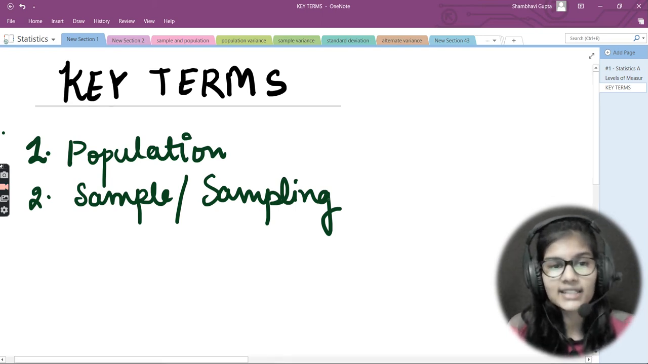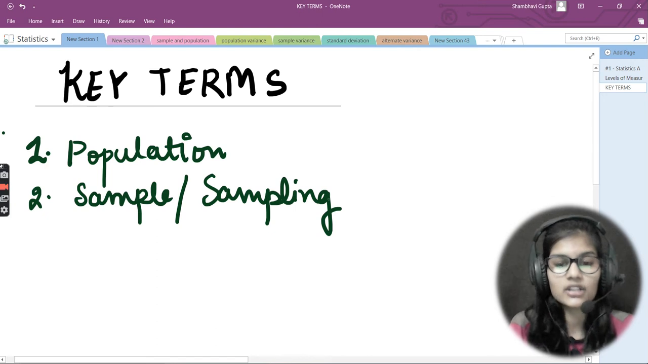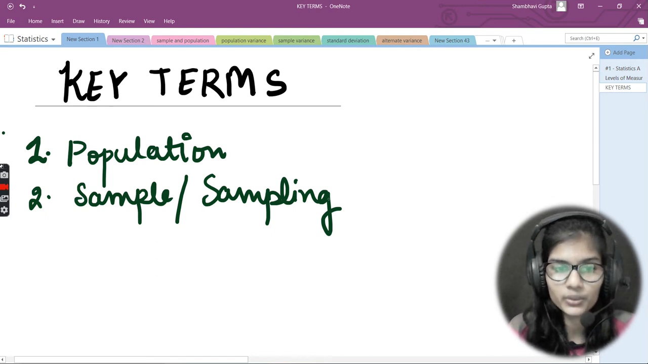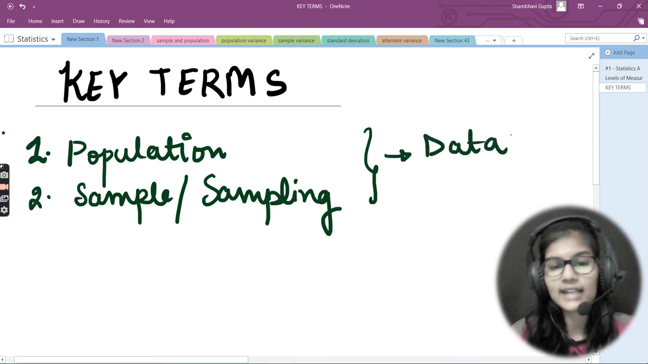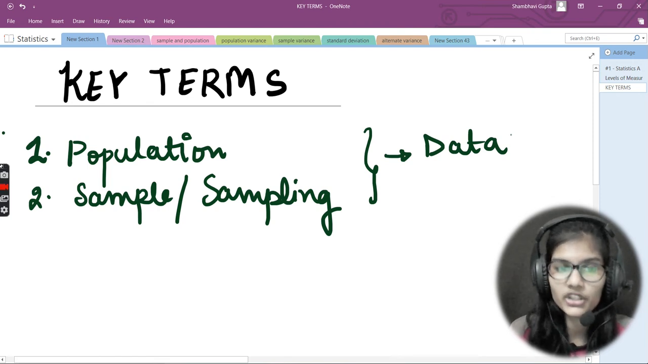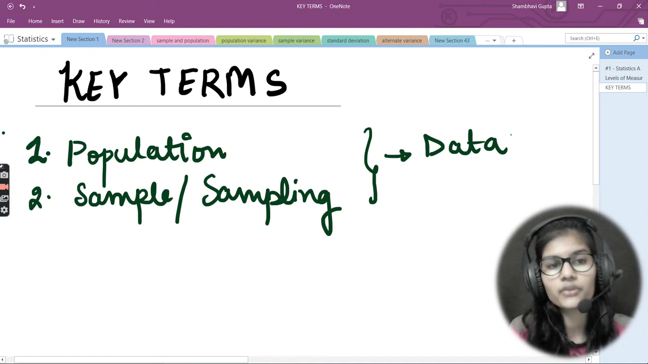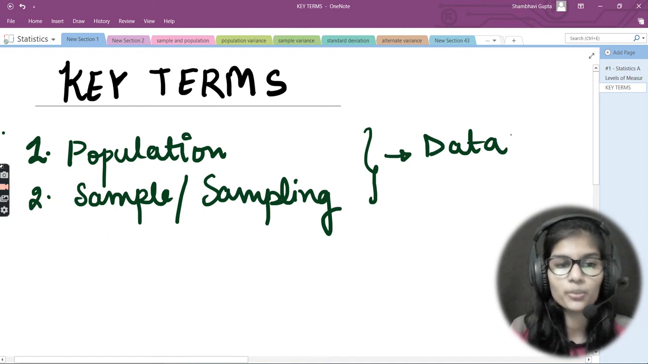And what is our data? Data are the result of the sampling and the population. So sampling and population, these both make up our data, and that is basically, data are the result of the sampling from a population, right? Hope you are very clear first of all with these three terms which I told you: population, sample slash sampling, and data.